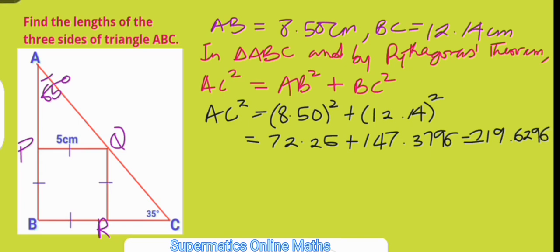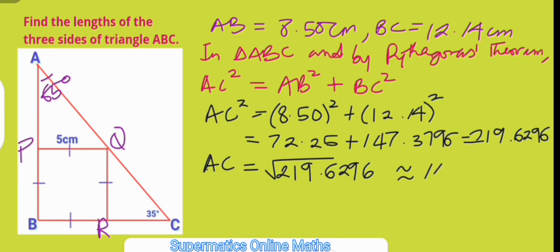And taking the square root of both sides will give us the value of AC. So AC is the square root of 219.6296. And this is approximately 14.82 centimeters to 2 places of decimal.